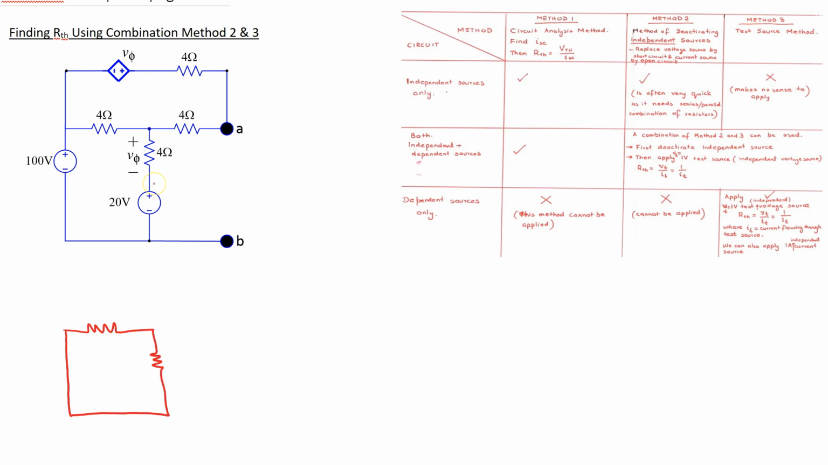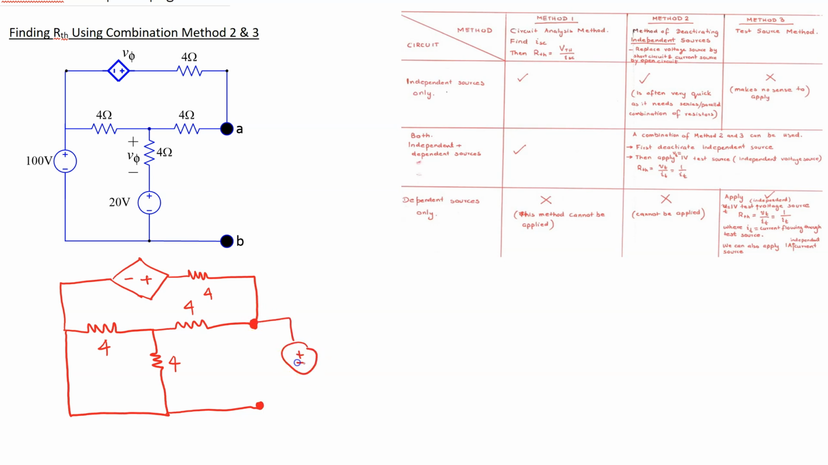So the two independent voltage sources have been zeroed out, and we have the dependent source which we cannot zero, so we need to leave it as is, and then the remaining resistors. So this is the first step, to obtain the circuit by deactivating the independent sources. And now we need to apply a test source to the terminals of interest. We can apply a test current source or a test voltage source. Let's use a test voltage source.